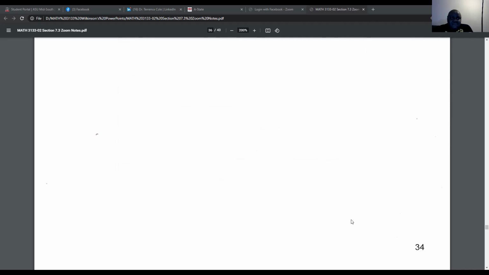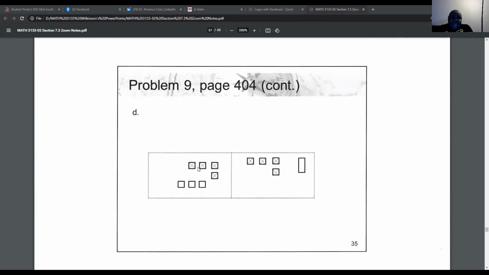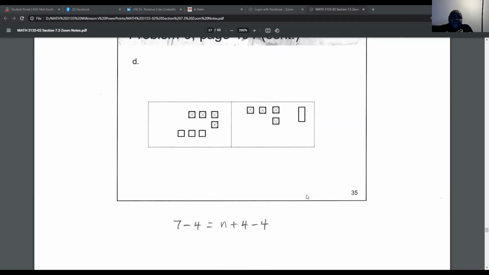Now part D looks like this. Notice that I X'd out 4 of the 1 tiles on the left side, and I also have to X out 4 of the 1 tiles on the right side in order to get that 1 n tile by itself. So that's going to be 7 minus 4 is equal to n plus 4 minus 4.